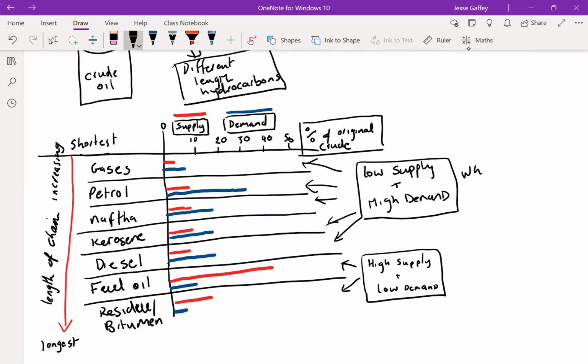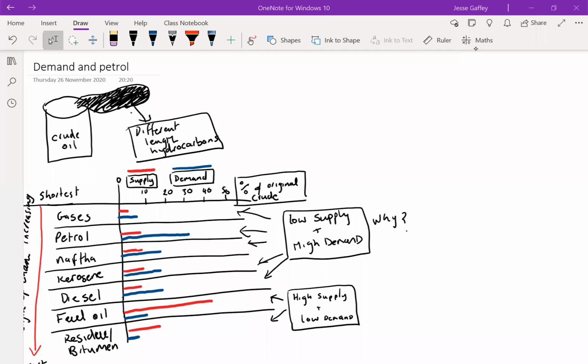Why is this? Well, it's related to their uses. So gases are mainly used for cooking, heating. And these are things which need to be done every day by millions, maybe even billions of people around the world. So we need to use gases for cooking, and we need to use gases for heating. Millions and billions of people every day need to use this.